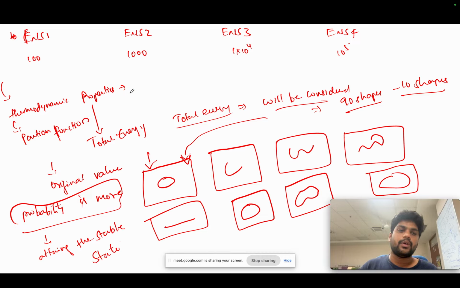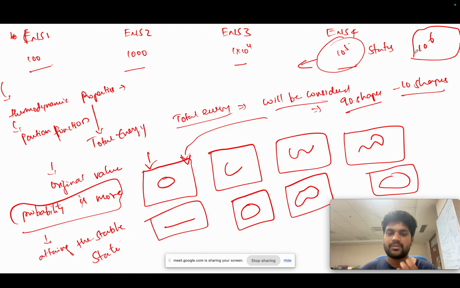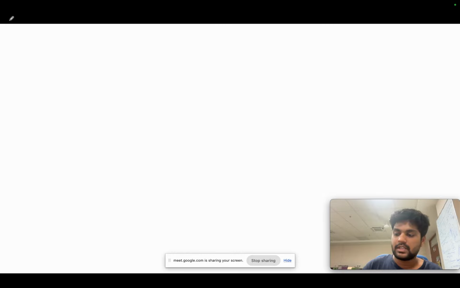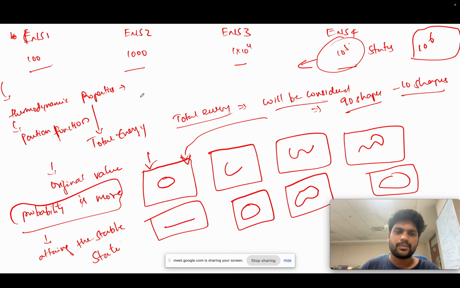So if you have taken 100 microstates, 1000, 10 to the power 4 and 10 to the power 5 states, you know that the probability will be comparatively more compared to the 100. And if you have 10 to the power 6, it will be more comparatively. So you understand the topic I'm talking about, the ensemble and the probability. Yes. So now we have the ensemble average, because we have all the different types of energy, right?